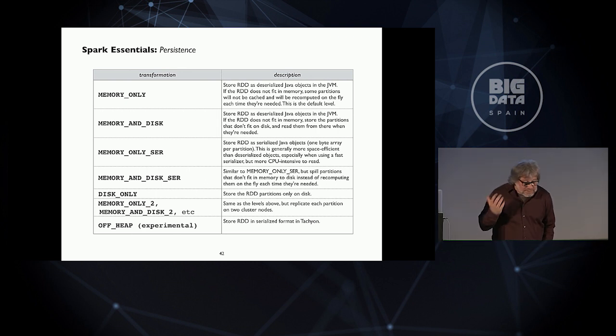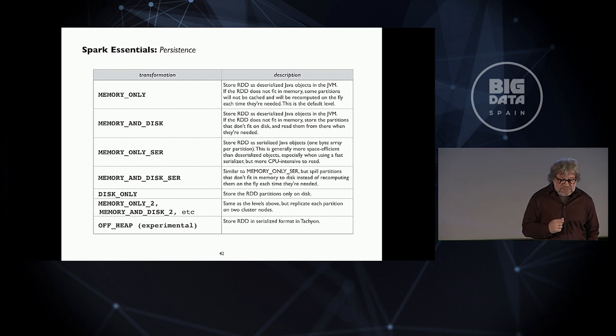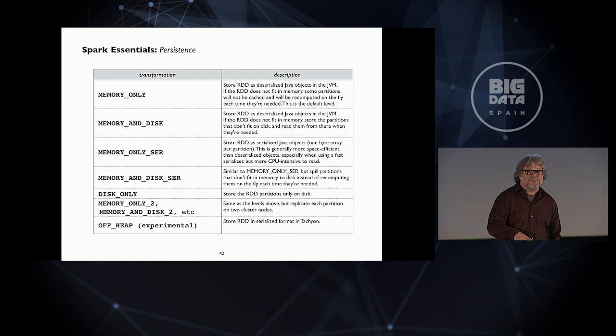Alternatively, you could do memory and disk. And this says, store the RDD as a deserialized Java object. If it doesn't fit in memory, store the parts that don't fit on local disk. That's a lot like spilling to disk if you're using Hadoop. So now instead of recomputing, you actually store some things on disk.